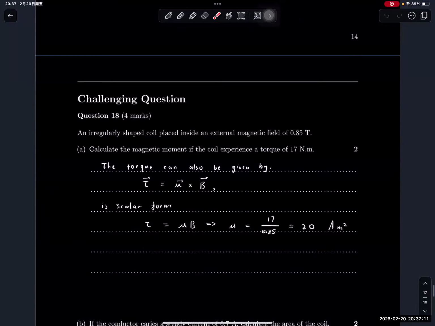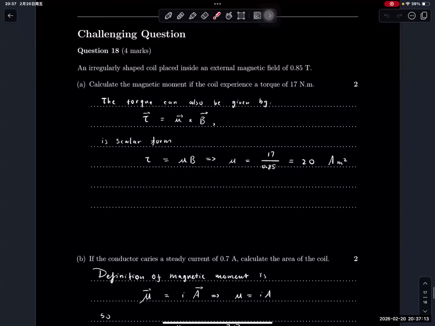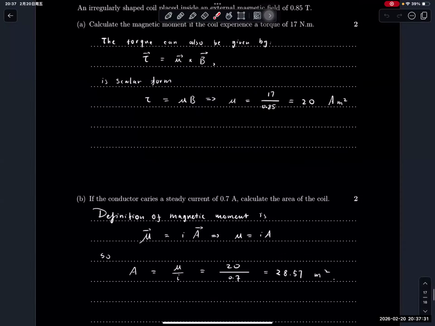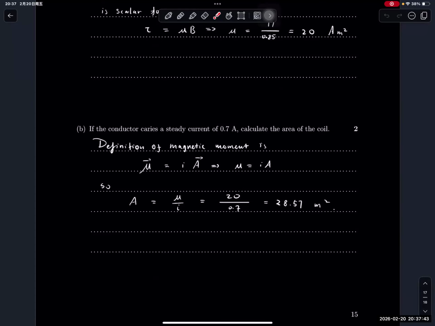For the challenging question, you have to talk about magnetic moments, right? This is the foundation of electromagnetism. The magnetism-generated torque is just the magnetic moment cross multiplied by the magnetic field. And we can use this to calculate the magnetic moment of a coil when it's placed in a field. Question B. We can use this magnetic moment to calculate the area of the coil. Simply use the definition equation given in the extension material.